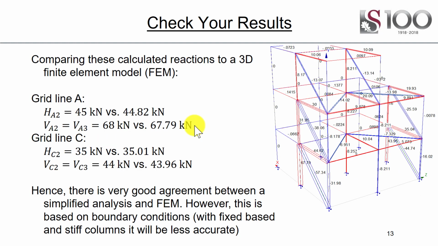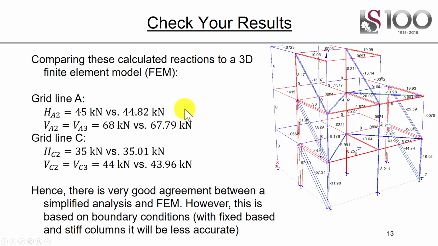But let's also compare this with a full 3-dimensional analysis. So here's a very simple finite element model, modeling the whole structure with the same boundary conditions as we had, because ultimately it's actually beneficial to do 2-dimensional analyses. It makes our lives a lot simpler, but we want to know, are we missing something? Are we approximating this in a way that is inaccurate? Well, let's have a look.